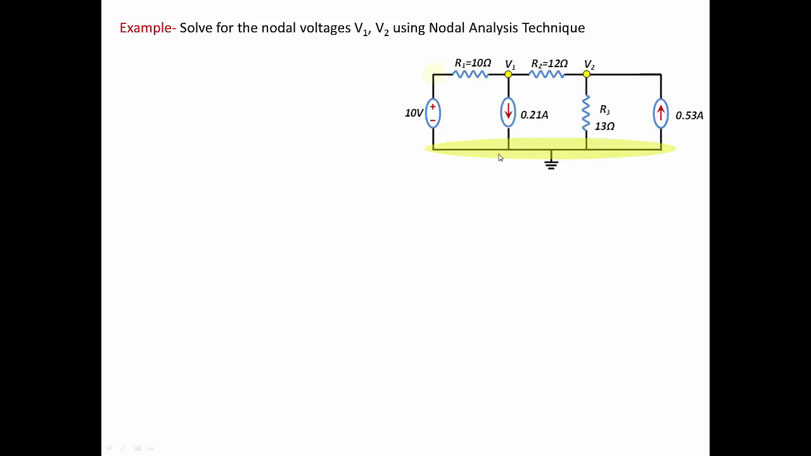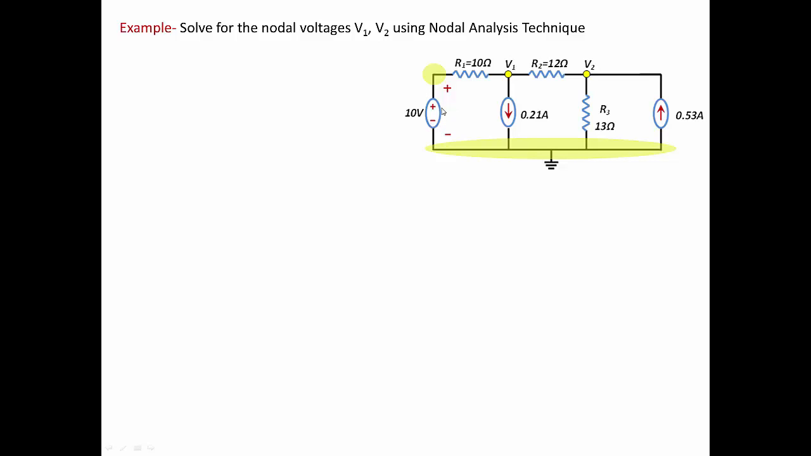Then we're going to look at this node. This is another node. A node is defined as two or more elements connected at that point. So at this point this element and this element are connected, so this is a node. And now we're going to define the nodal voltage. The nodal voltage is basically the voltage from this node to the reference node. So the polarity of the voltage is going to be like that: the plus polarity at the node and the minus polarity at the reference node.